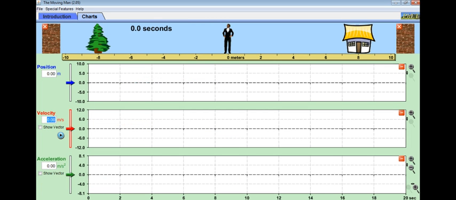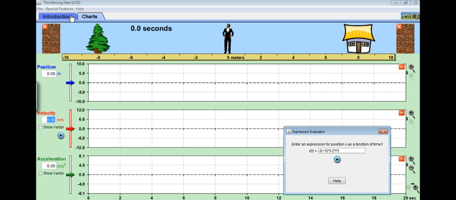There are all sorts of motion that you could plot on this animation. In fact, if you go up to Special Features up here and click on the Expression Evaluator, you could type in your very own mathematical expression for the position as a function of time. Here we have x as a function of time equals negative 8 plus 10t minus 2t squared.